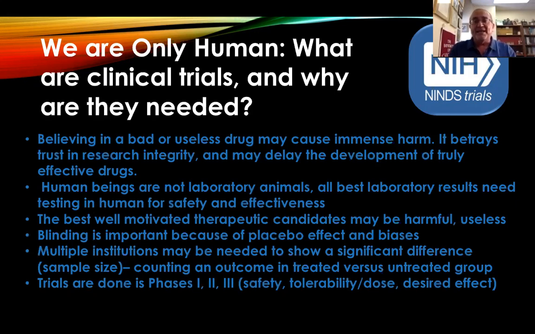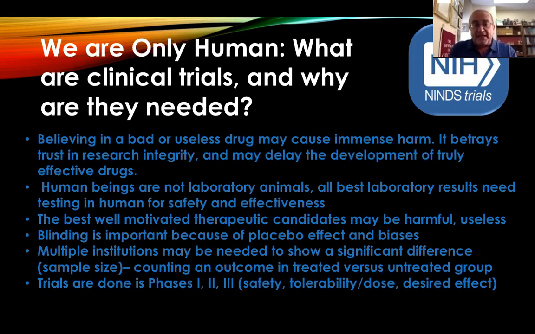We have so many biases, and those biases actually can get in the way of uncovering a real harm of a drug. So therefore, it is important to do these trials with a control so that we know a real difference between receiving the drug versus not receiving the drug. And these trials are done in phases. We call them phase 1, 2, and 3.